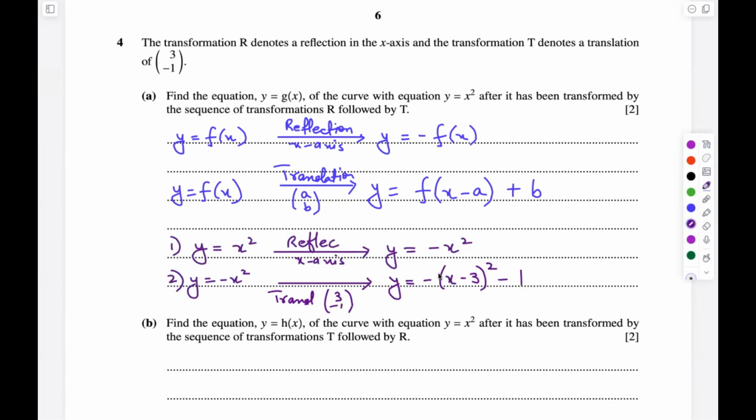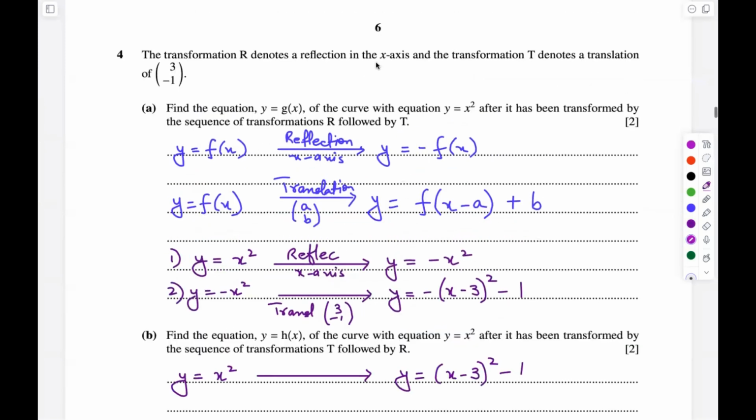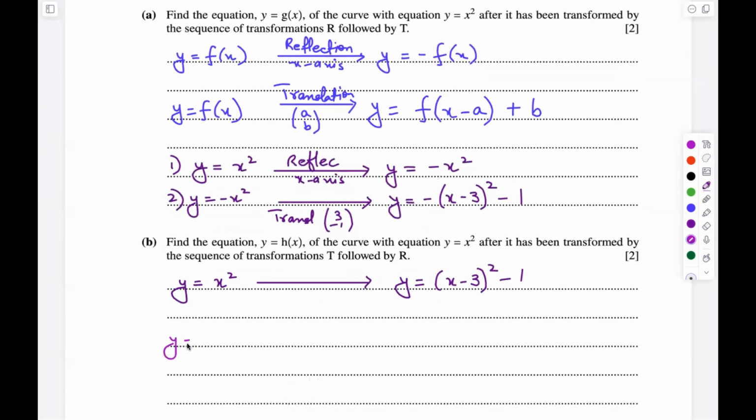So the final equation will be y equals minus bracket x minus 3 whole squared minus 1. In part B, it says find the equation h of x of the curve with the equation y equals x squared after it has been transformed by the sequence of transformations T followed by R. Now, in this case, the first transformation is a translation. So after the translation, this will be written as y equals x minus 3 whole squared minus 1. And it is followed by R, which is a reflection in the x-axis.